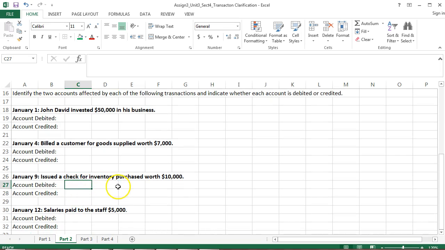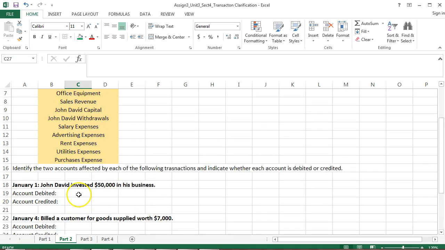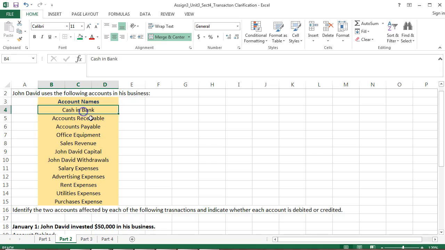Issued a check for inventory purchased worth $10,000. We're writing a check, so that means cash is coming out right away. They're not billing us later. We are buying the inventory now. So again, where's that money when we write a check? That money comes straight from the bank. All right, so that's the difference.